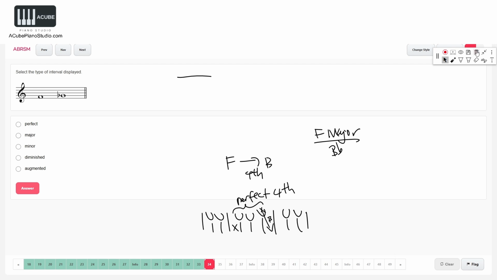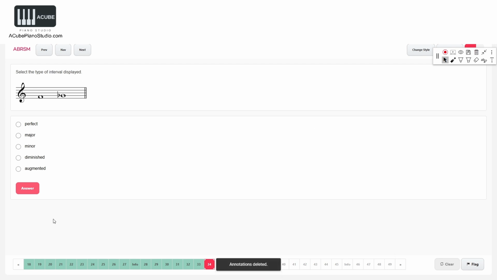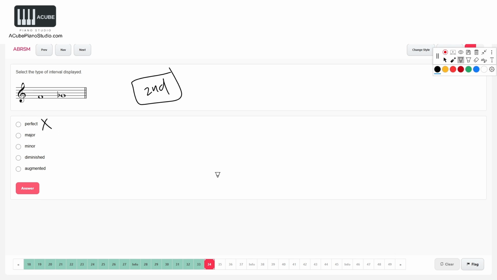Alright, next they ask us to select the type of interval. So before you do this, always first find out what is the number. Is it a second, a third, a fourth or fifth? Because if you have a fourth, fifth, and eighth, it will be perfect, diminished, or augmented, no major and minor. But for the rest, you have major, minor, diminished, augmented. Okay? So now let's look at this. F followed by G flat, it is a second apart, right? So straight away, perfect is out because perfect is only for fourth, fifth, and eighth.